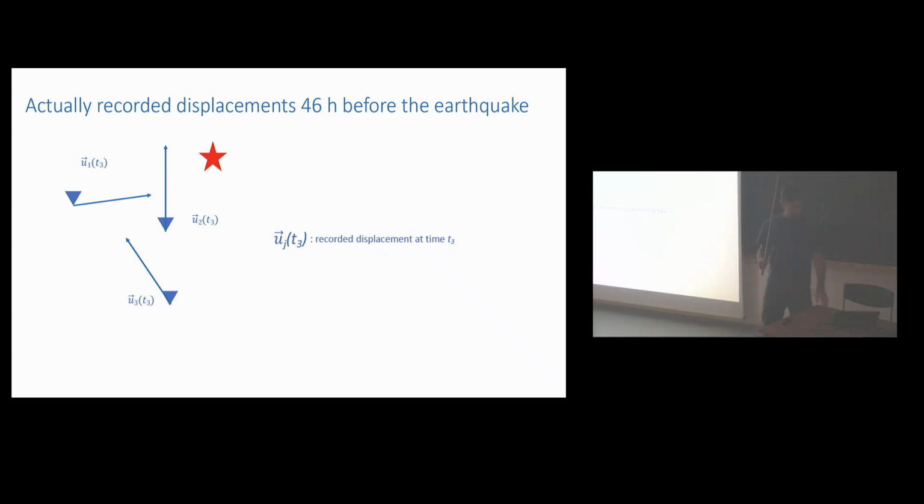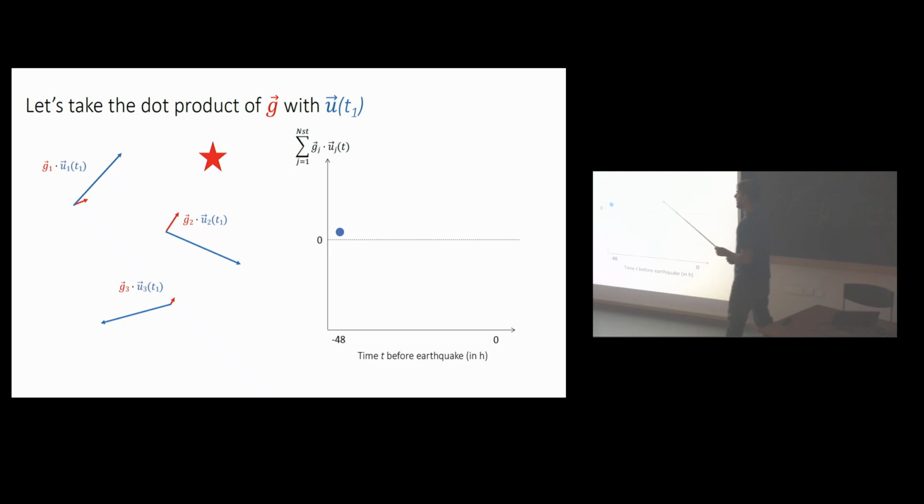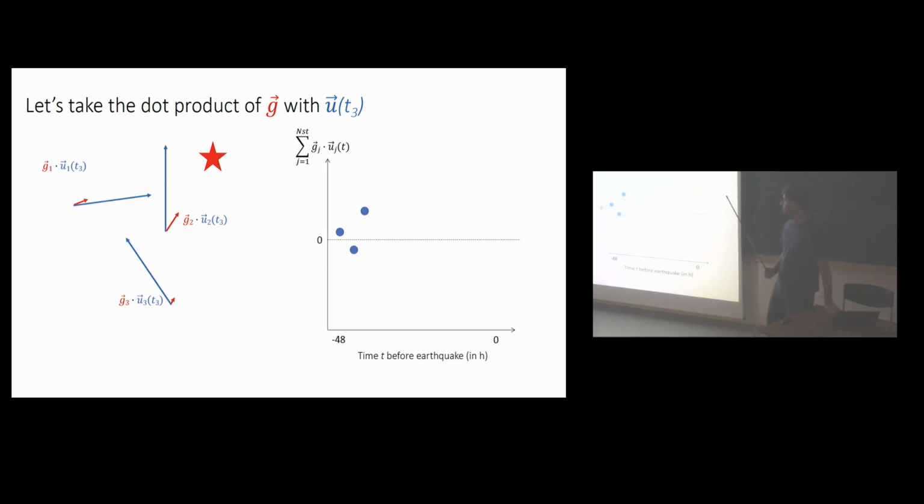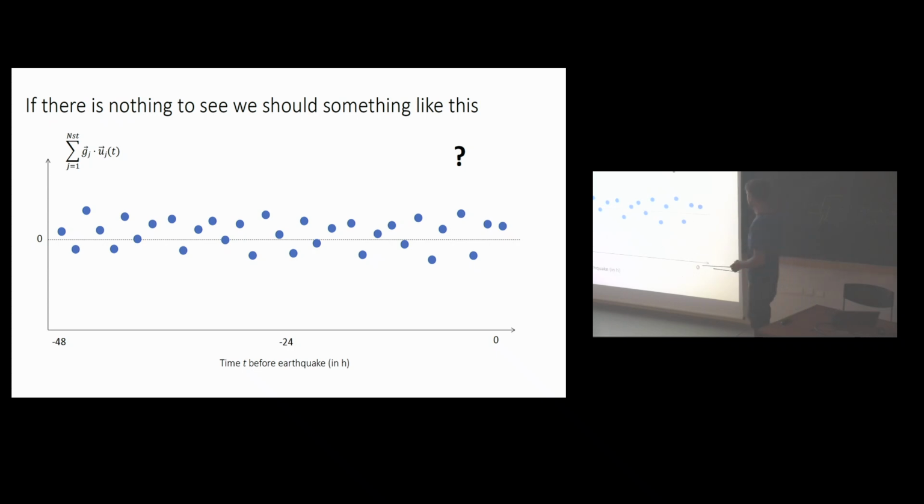So what we've been looking for is a much more subtle signal, and the way we've been doing that was by calculating the dot product between the expected displacement in red and the recorded displacement in blue. So one thing you can do is calculate those dot products and sum them all at a given time, and that will give you this point here, which is just the sum of all these dot products at a given time. Then you can go to the next time step and do the same thing, and so on, up until 0, which will be the time of the earthquake.